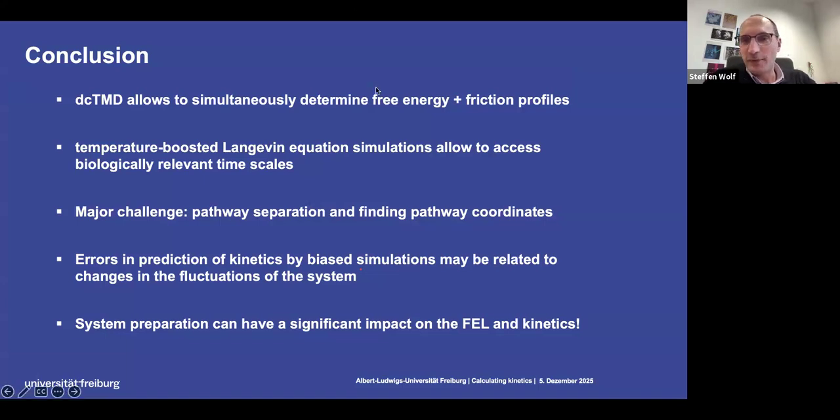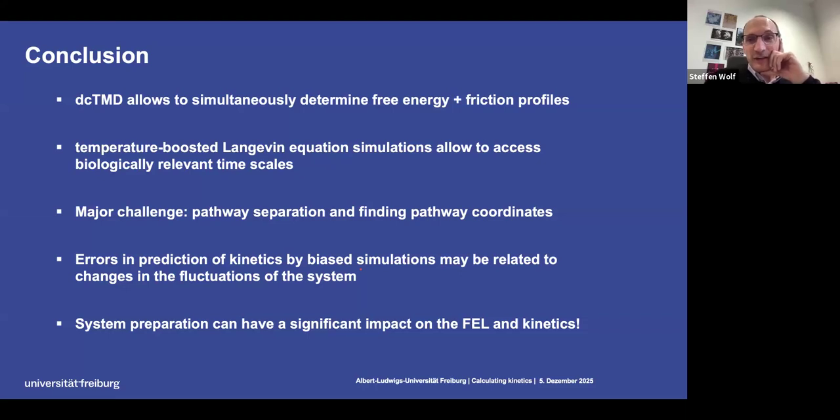So I hope that I could convince you that our dissipation corrected targeted MD simulations approach allows to determine both free energy and friction profiles at the same time from a set of unbinding simulations. And that with temperature boosted Langevin equation simulations, we can then access as well timescales of processes which are beyond the capabilities of molecular dynamics simulations.